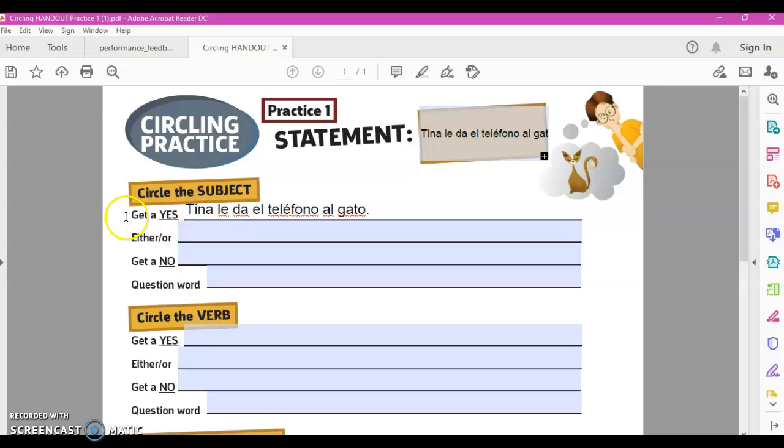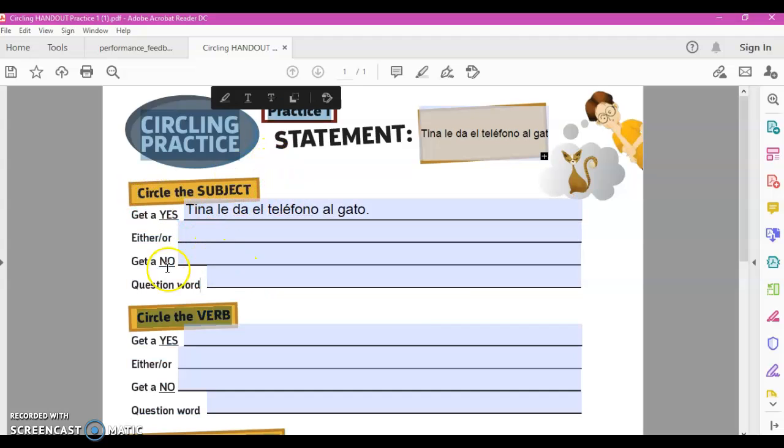So we're going to start by asking a yes question. Now in Spanish, when you're asking a question, you're going to put the verb first, all right? Well, I guess we should probably go back and say, what is a subject? The subject of this sentence is Tina. Okay? The subject of this sentence is Tina.